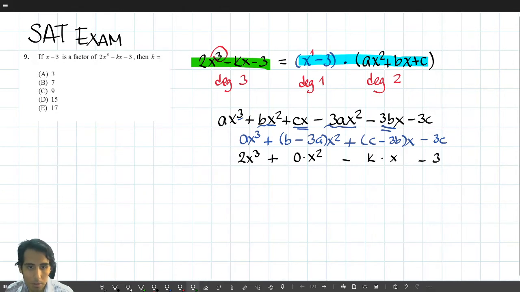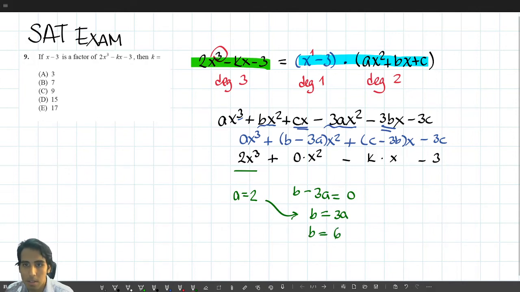So if we compare, I'm going to do it with green here, we have here that a equals 2. Looking at b minus 3a equals 0, so b equals 3 times a, and a equals 2, so we replace the value here, so b equals 6. And we have here that c equals 1, because minus 3c equals negative 3. So we already have the values a, b, c, and we have k here, which is what the problem asks.